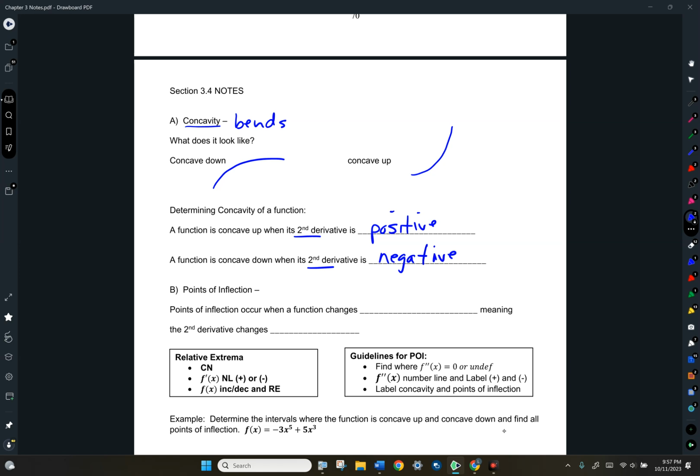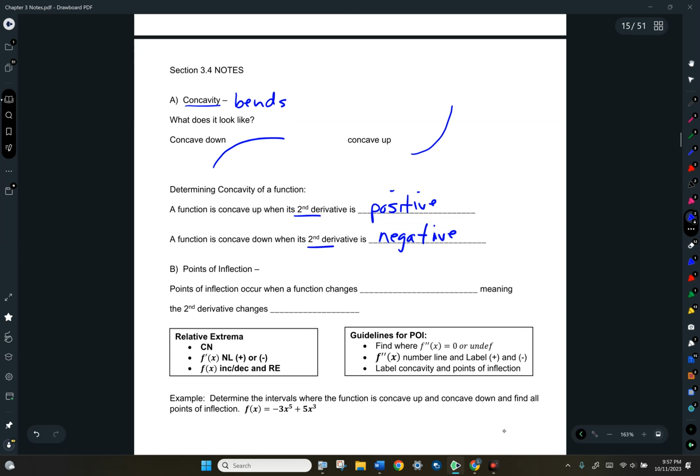So far, this looks a lot like what we did in 3.3. When the first derivative was positive or negative, it told us increasing or decreasing. Well, if the second derivative is positive or negative, it tells us concave up or down. Now, the first derivative told us if you had a relative max or min. We have similar points for the second derivative, but they are called points of inflection.